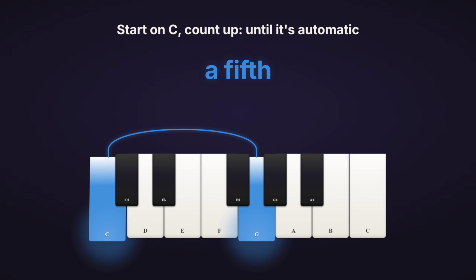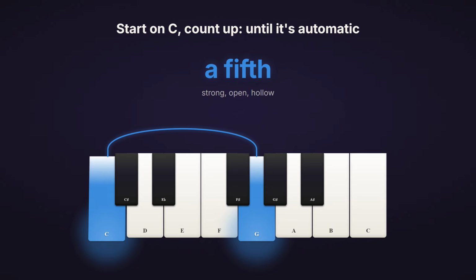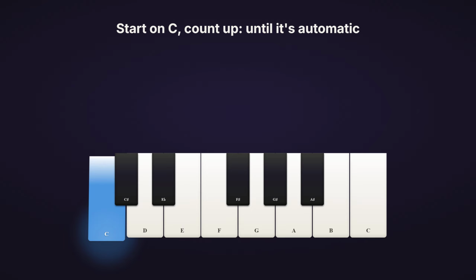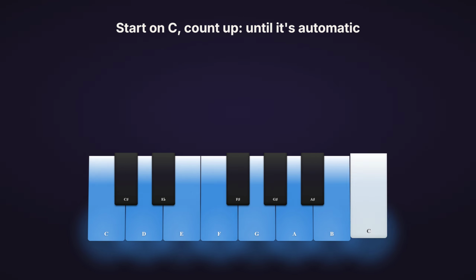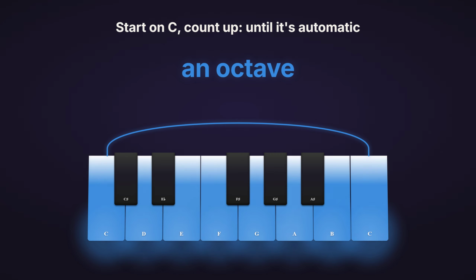C to G, count them, C, D, E, F, G, that is 5 letters, a fifth, the strong, open, hollow interval you hear absolutely everywhere in music. And finally, go all the way up to the next C, count it the whole way. 1, 2, 3, 4, 5, 6, 7, 8. 8 letters, and that interval is an octave, the very same letter name arriving again, only higher up. That is why 2 Cs sound like the same note in 2 places.